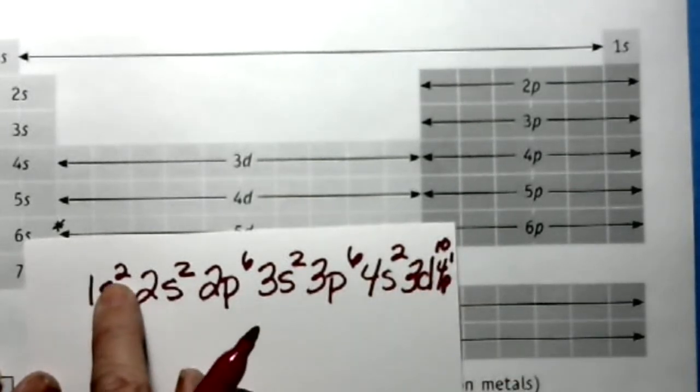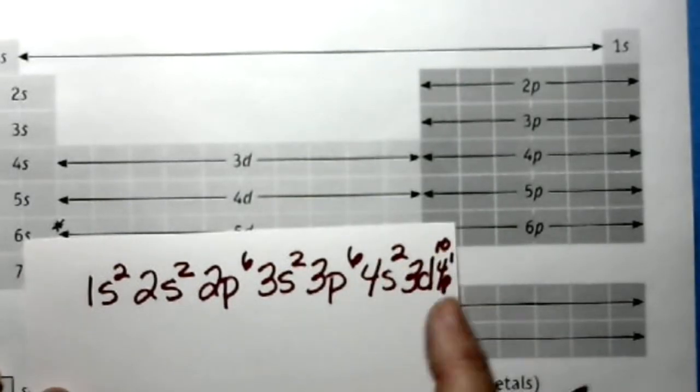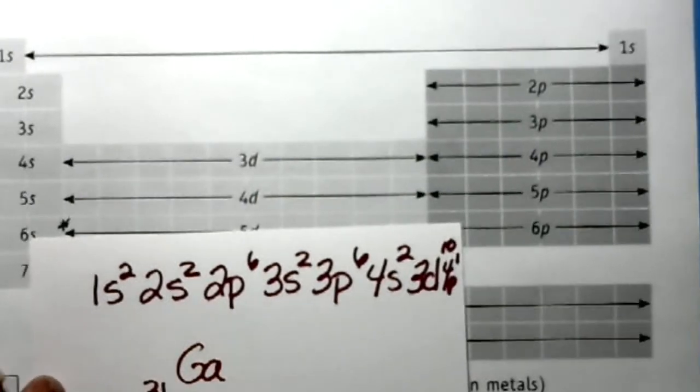And how many electrons is that? 2, 4, 10, 12, 18, 20, 30, 31. And gallium has 31 electrons.